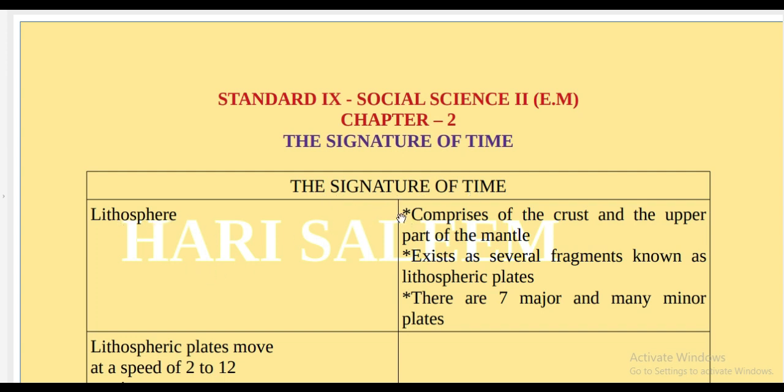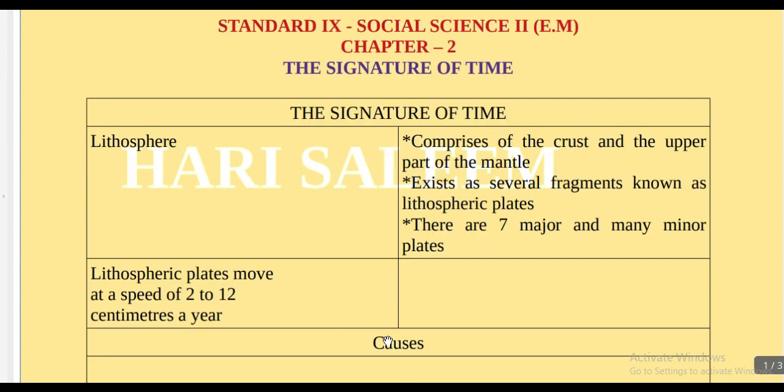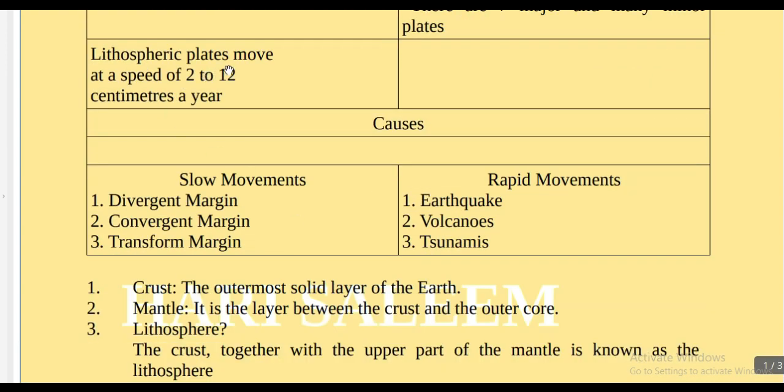Lithosphere comprises the crust and the upper part of the mantle. It exists as several fragments known as lithospheric plates. There are 7 major and many minor plates. Lithospheric plates move at a speed of 2 to 12 centimeters a year.